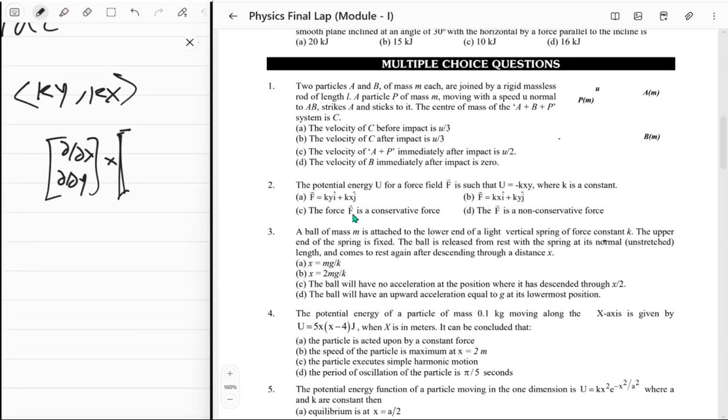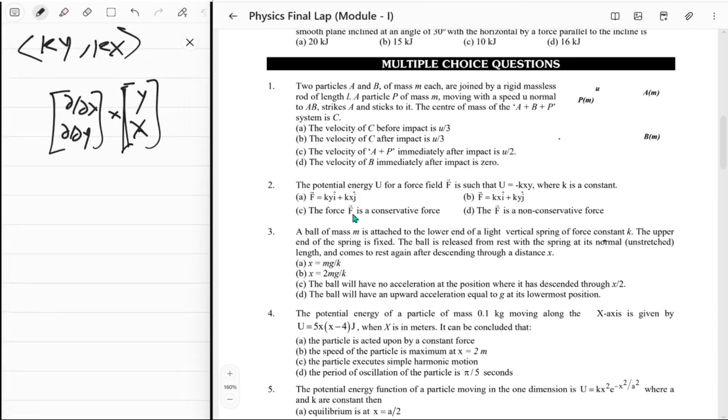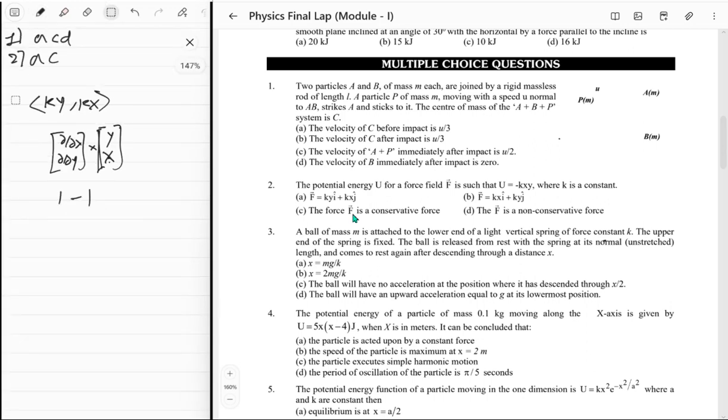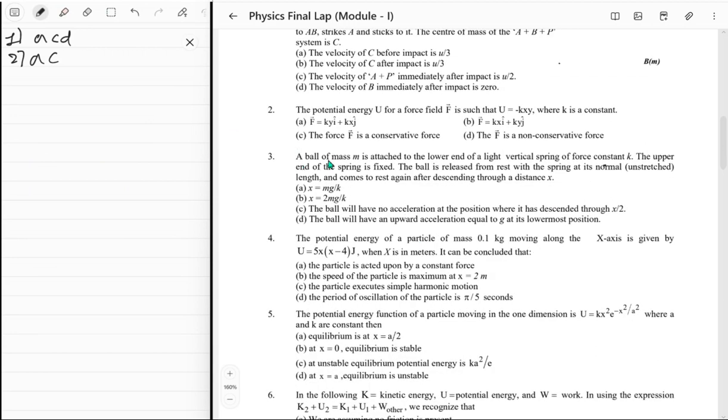So what's happening here? It's y and x. Take k out and forget about it, since it's going to be 0 anyway. So that's 1 minus 1, which is 0, as expected. So this is correct. AC is right. And the force F is non-conservative? No. Next question.